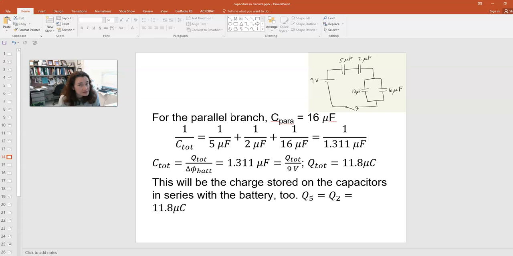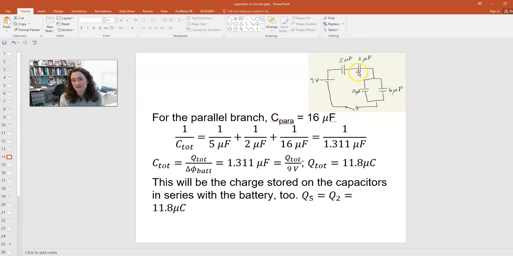So to find the equivalent capacitance, we take it in chunks. We have this one chunk where we have this parallel branch right here with the 10 and the 6 in it. So we would add those two together. 10 plus 6 is 16, and that means that the equivalent capacitance for the parallel branch, which I've called C para here, is equal to 16 microfarads.